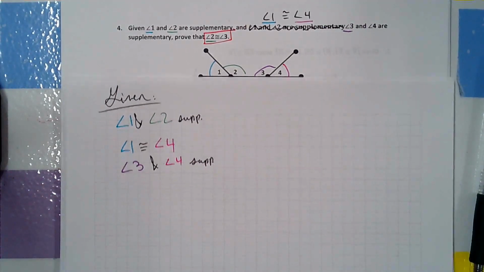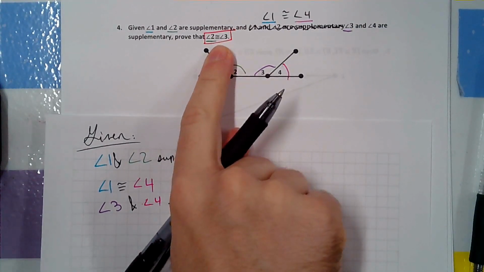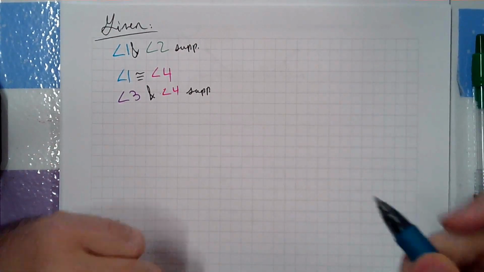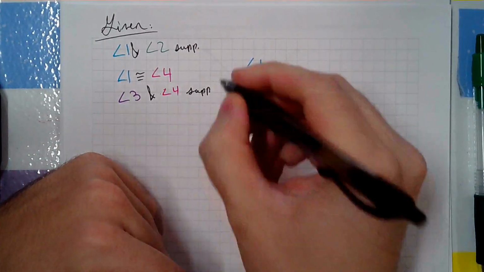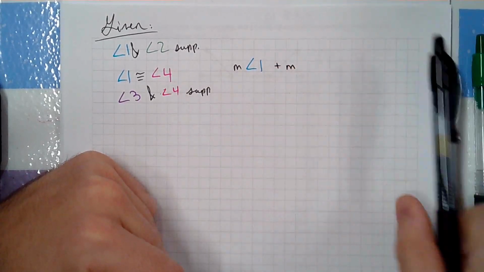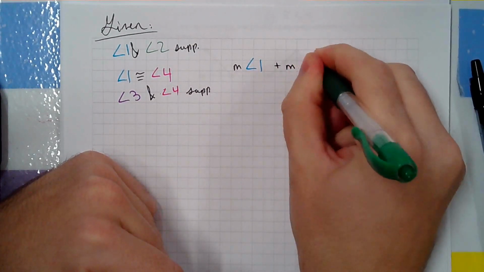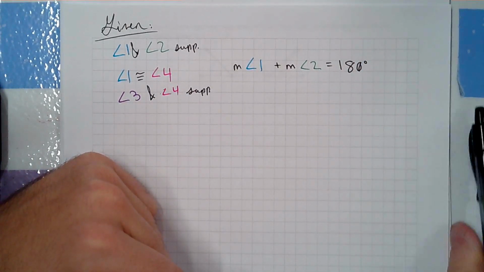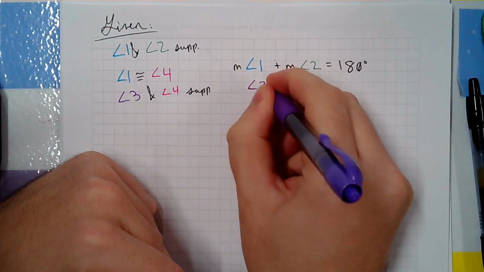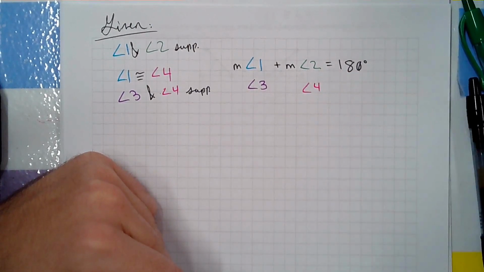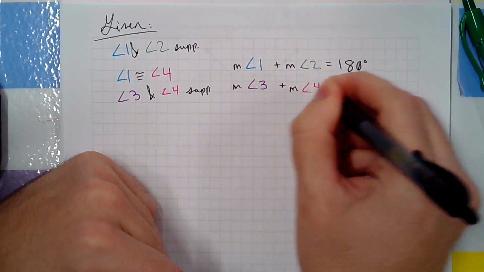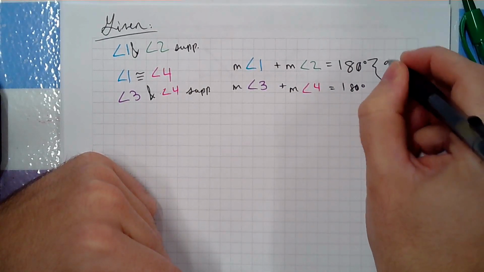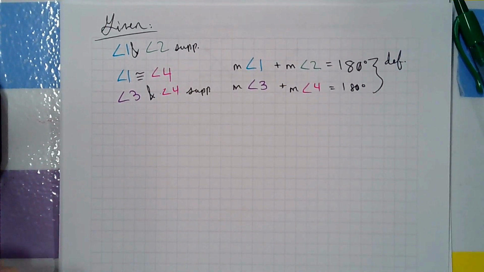Okay, so that's what we're given. Let's take that information and make some equations, right? Because we need some equations at some point. So 1 and 2 are supplementary. We said that means they sum to 180, and that's correct. So I'll write that. Again, do I know if that's going to help me or not? Not really, but at least it gets me some equations. And that's always good. And we know that by definition, that's the definition of supplementary.